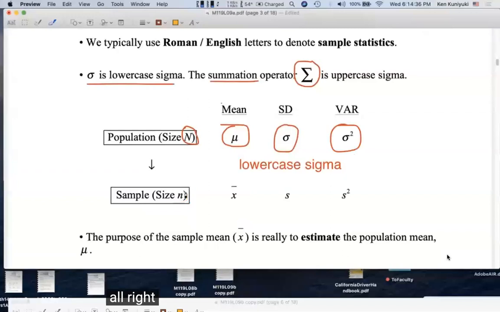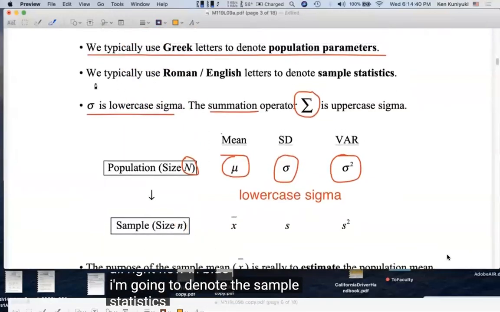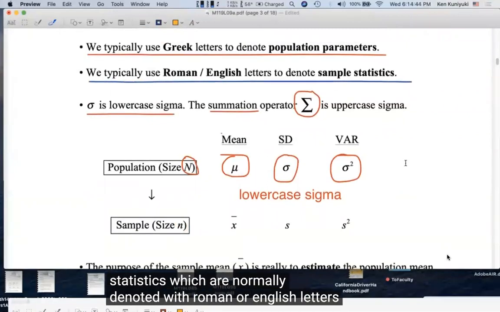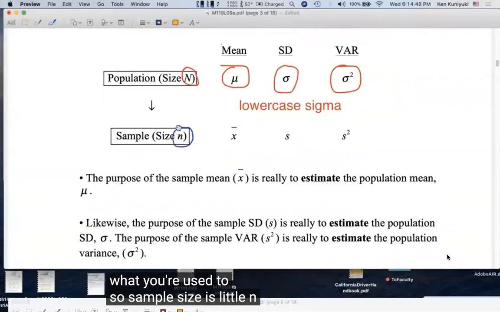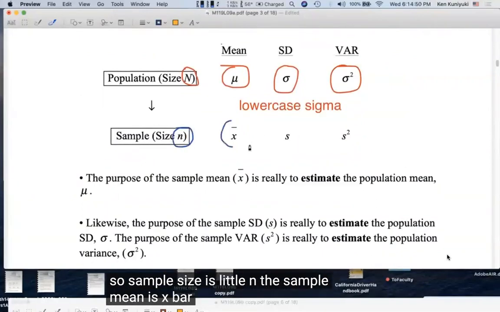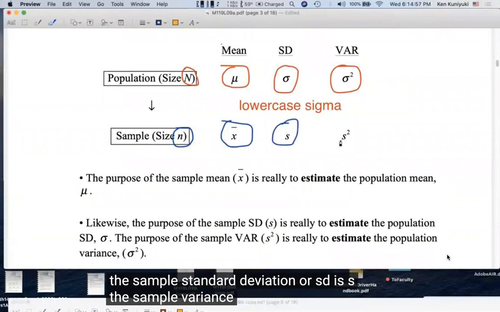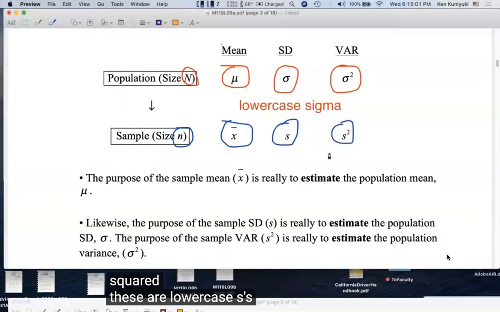All right. Now, in blue, I'm going to denote the sample statistics, which are normally denoted with Roman or English letters, which you're used to. So sample size is little n. The sample mean is x bar. The sample standard deviation, or SD, is s. The sample variance is therefore s squared. These are lowercase s's.